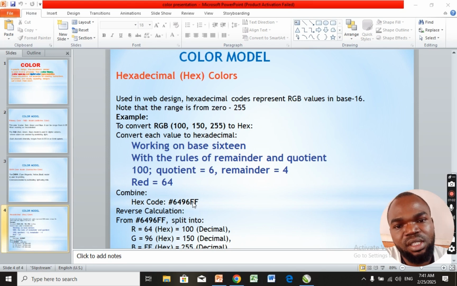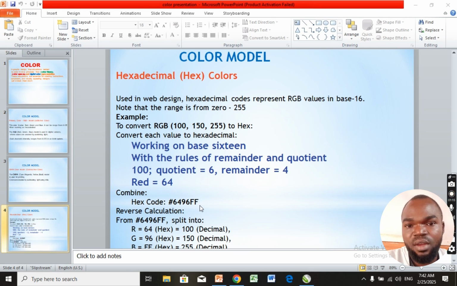But there's one point: once you have a remainder or a quotient that is higher than 9, so from 10 upward, you are going to represent it with alphabet letters, right? So that is how it is. For example, 10 will be A, 11 will be B, then 12 will be C, 13 will be D, just to F, which is 15. For example, if you take a look at this example, we have 100, 150, then 255.